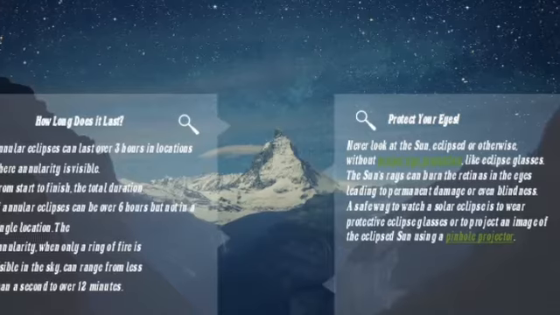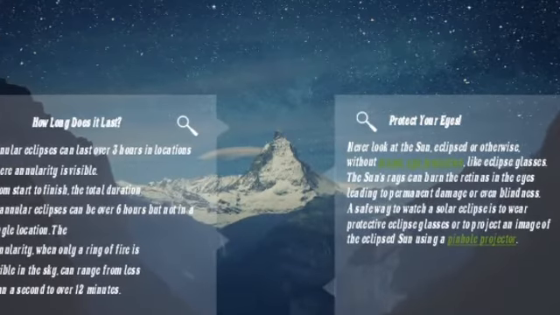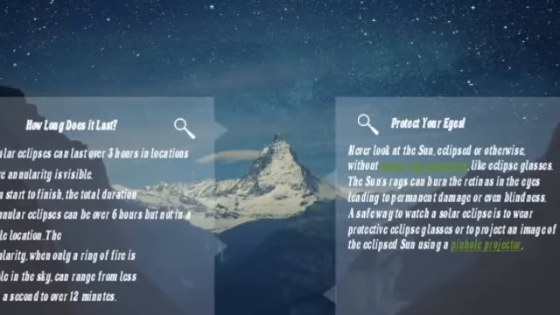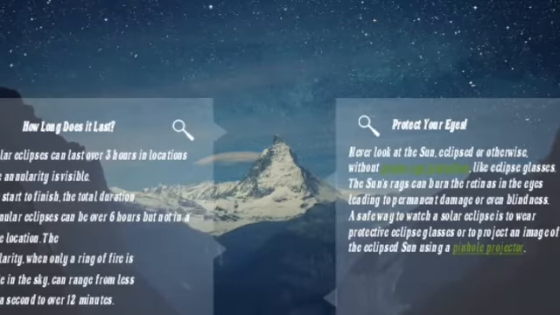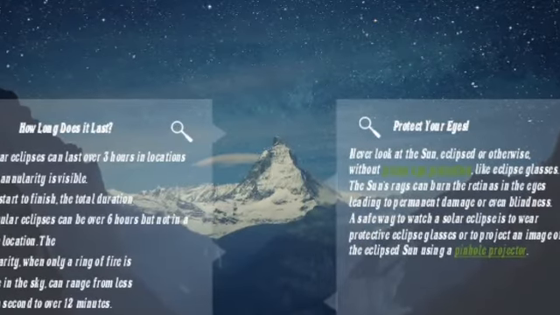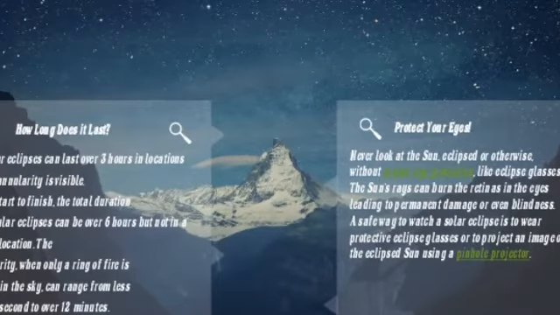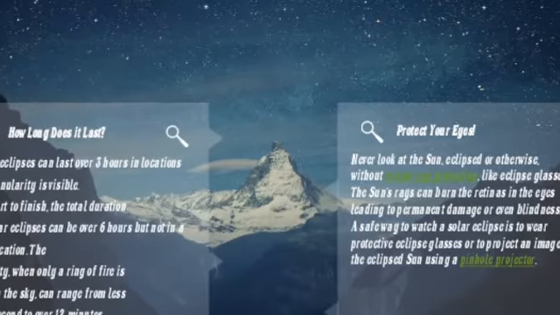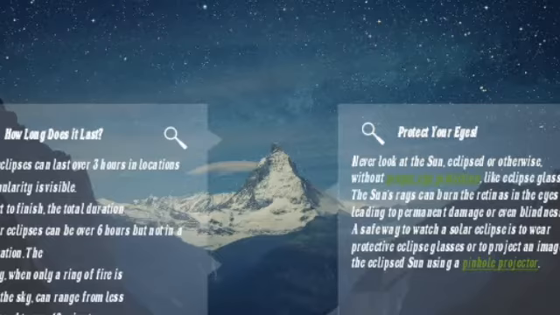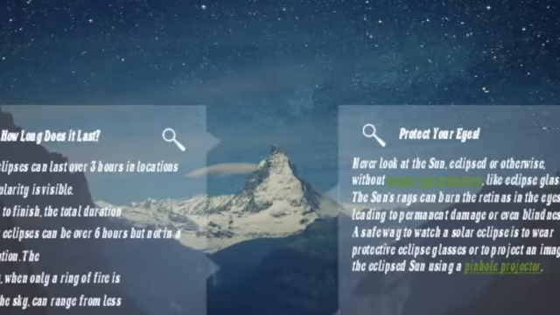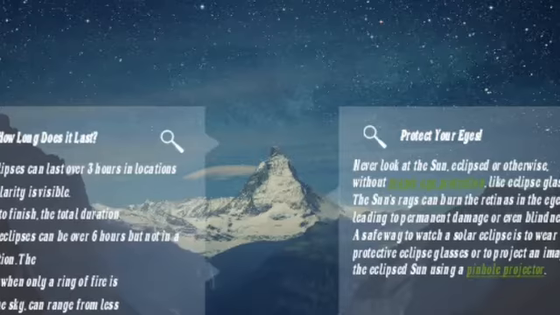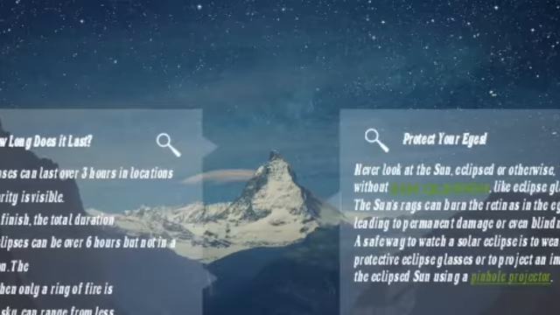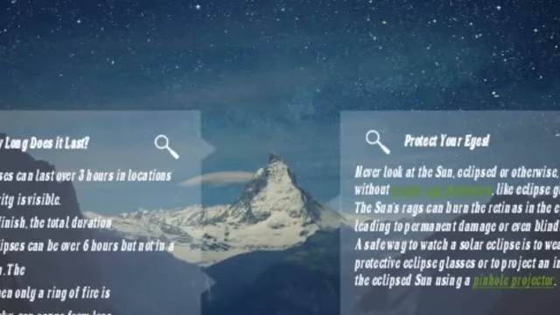Protect your eyes. Never look at the sun, eclipse or otherwise, without eye protection. Without eclipse glasses, the sun's rays can burn the retinas in your eyes, leading to permanent damage or even blindness. A safe way to watch a solar eclipse is to wear protective eclipse glasses or to project an image of the eclipsed sun using a pinhole projector.